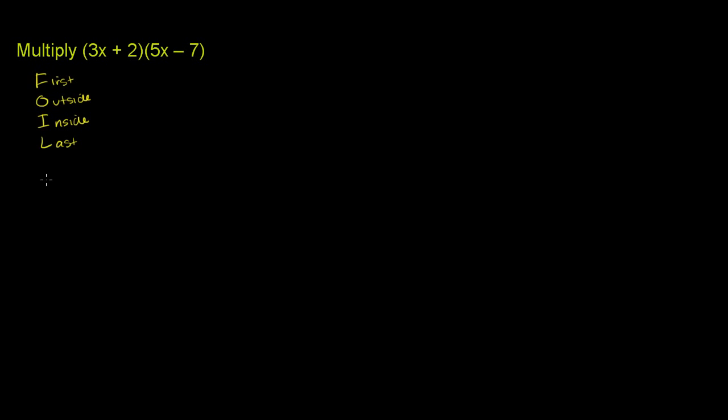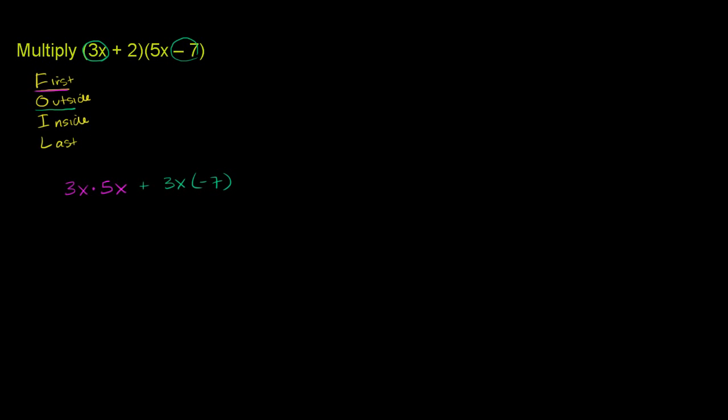But let's just apply FOIL. So first says, just multiply the first terms in each of these binomials. So just multiply the 3x times the 5x. So 3x times the 5x. The outside part tells us multiply the outside terms. So in this case, you have 3x on the outside, and you have negative 7 on the outside. So that is plus 3x times negative 7.